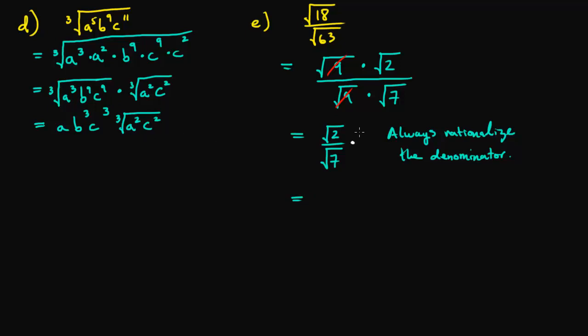You just multiply the numerator by the square root of 7, and you multiply the denominator by the square root of 7 as well. So all that I've done is I've multiplied this fraction by 1, and if I multiply the square root of 7 times the square root of 7, I will get 7, because the square root of 7 times the square root of 7 is just 7. Root 2 times root 7 is just root 14. So this simplifies to root 14 over 7.